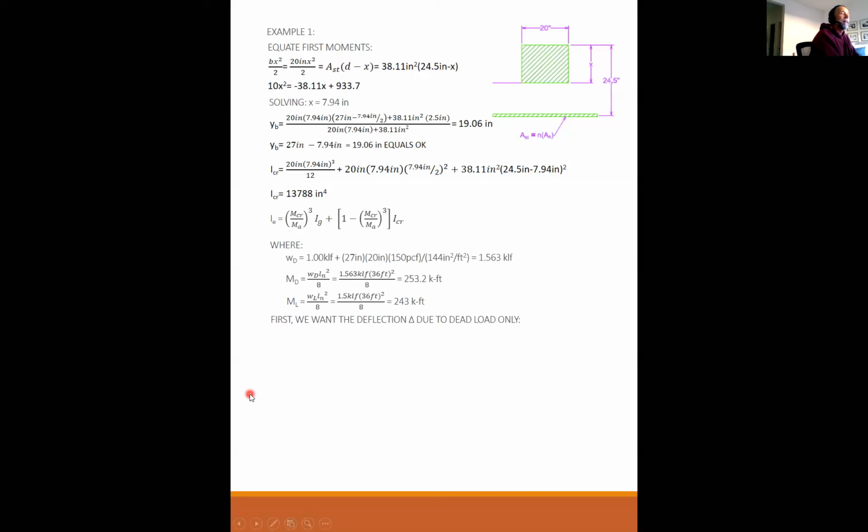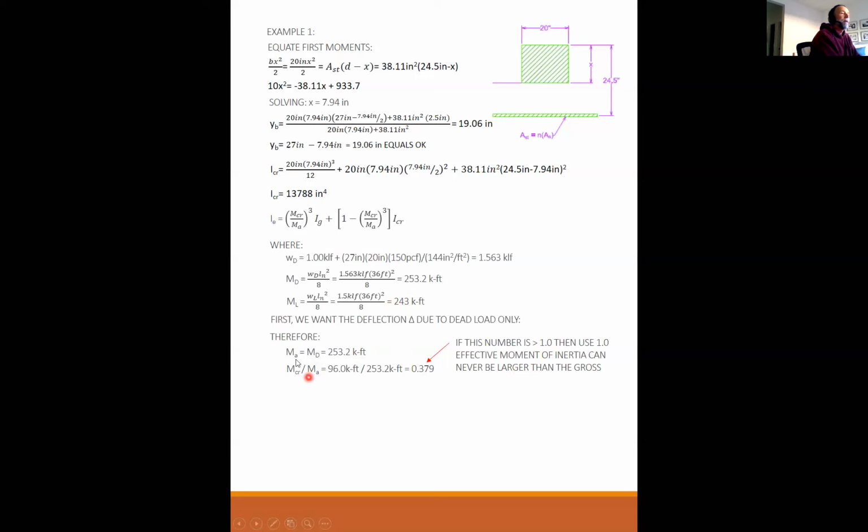So first we want to look at the deflection delta due to dead load only. Therefore, M sub A is equal to MD, which is 253.2. M cracked over MA, the ratio we're going to use here, is 96 divided by 253.2, which is 0.379. If this number is greater than 1, then you can use 1. This is an important thing to note. I've seen it done many times.